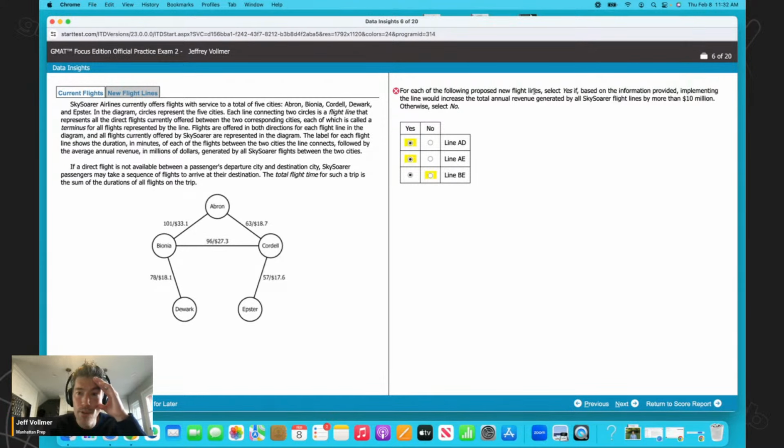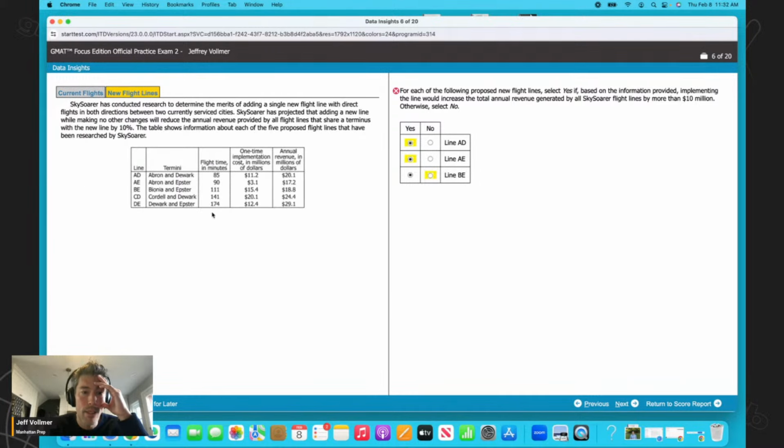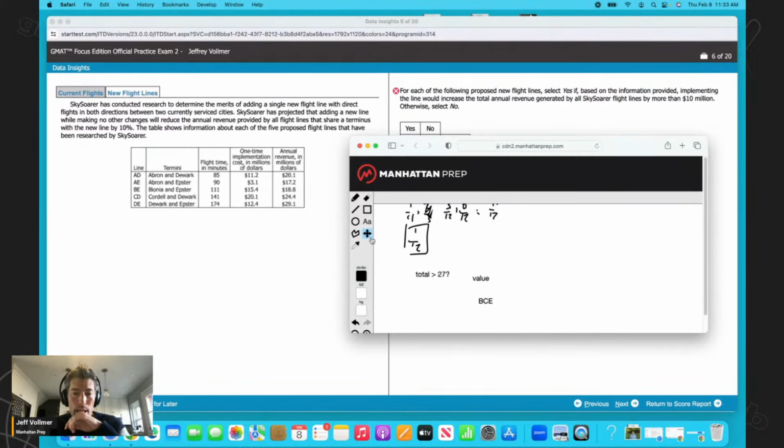Which of the following proposed new flights would increase the total annual revenue by more than 10 million? Okay, so if I add BE, what did I do here? If I add BE, that is worth 18.8. You know what? I'm gonna bring the whiteboard here. I need to think through this. Pay no attention to this stuff on the screen. It has no value. All right, so I'm up 18.8 mil by putting in line BE.